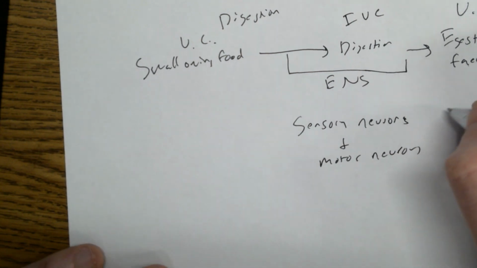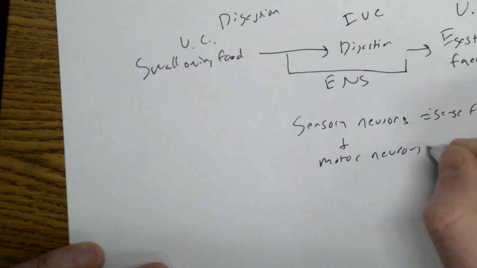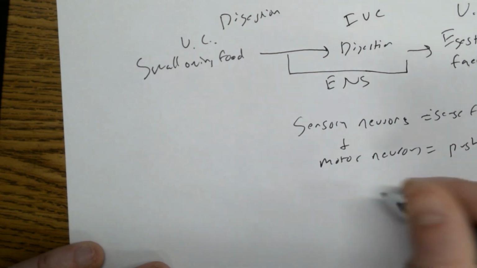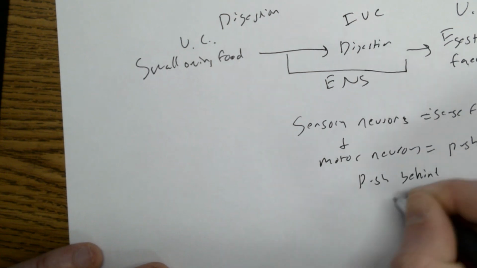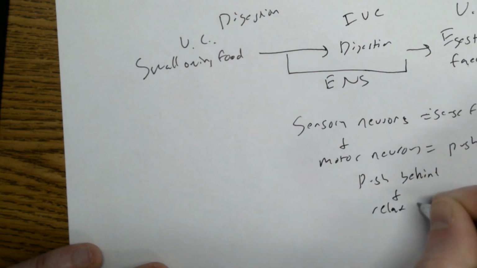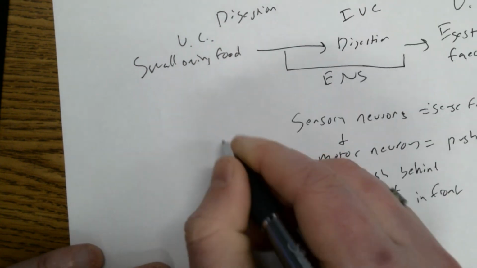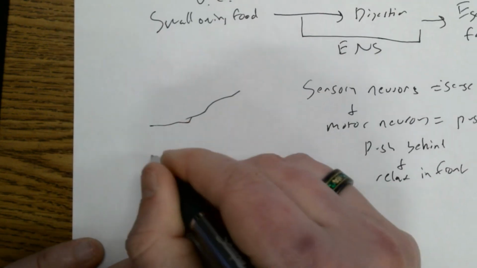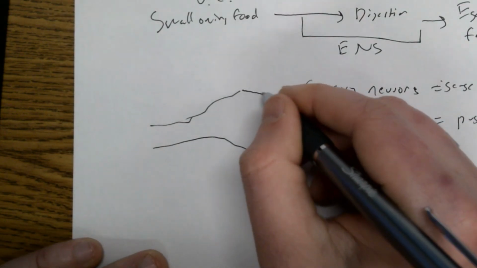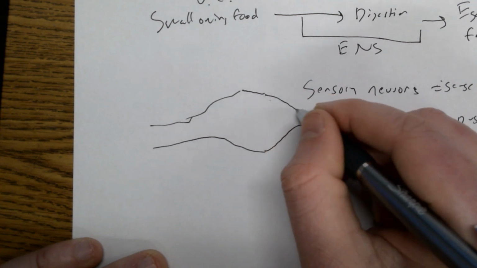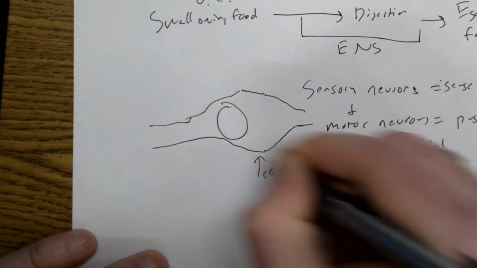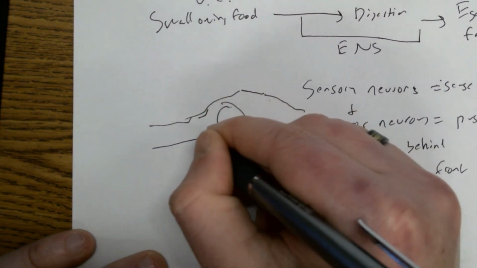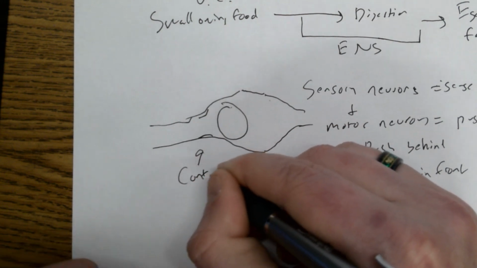Basically the sensory neurons sense food, and then the motor neurons push it. What they do is push behind and relax in front of it. So you have this thing that looks like this. Here's your intestine. Here's your food. Here you can see it's relaxing, and here it's going to pinch inward and contract.